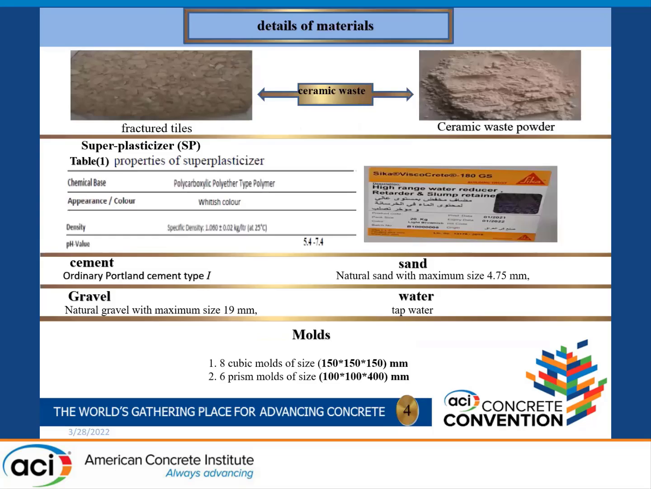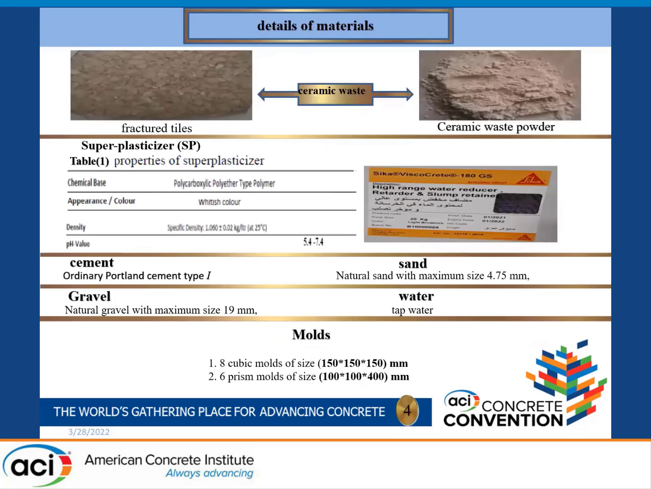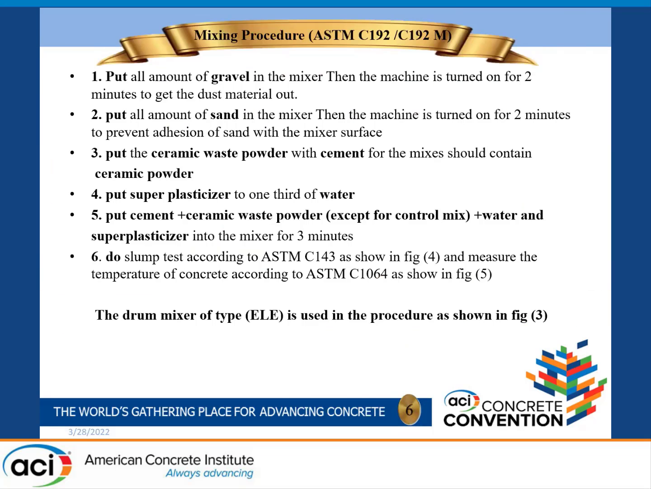And this is the method of addition of ceramic waste powder. All 3 mixes have the same mixing procedures as shown. We put all the gravel first to get out the dust material, then sand to prevent the adhesion of sand with the mixture surface. Then we put super plasticizer into 1/3 of the water, then we mix it in the drum.